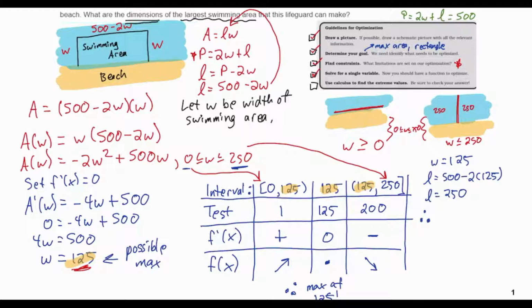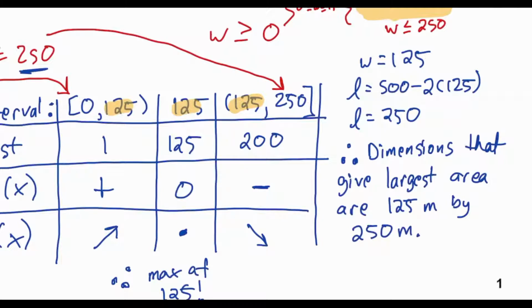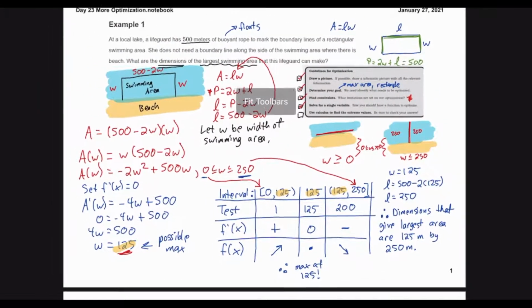Therefore, the dimensions that give the largest area are 125 meters by 250 meters. And there we go. That's the entire question. I'll zoom out so we can look at the whole thing all together.